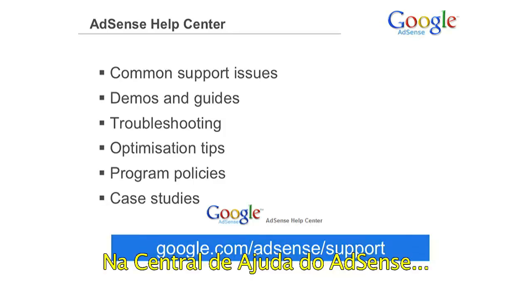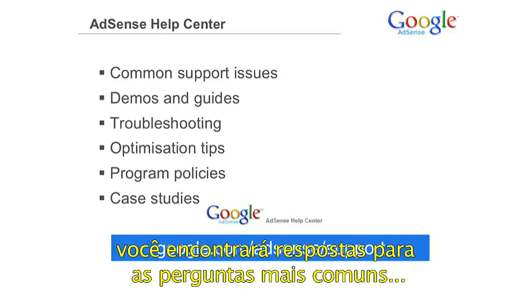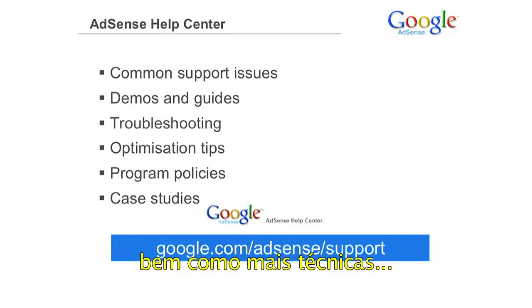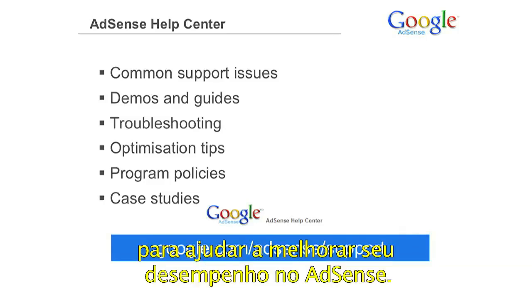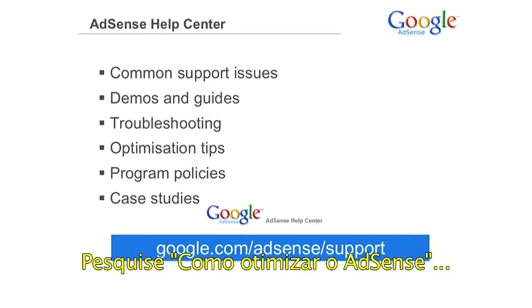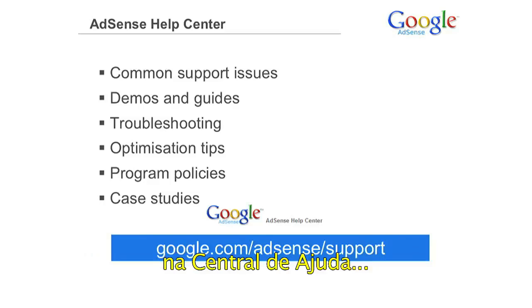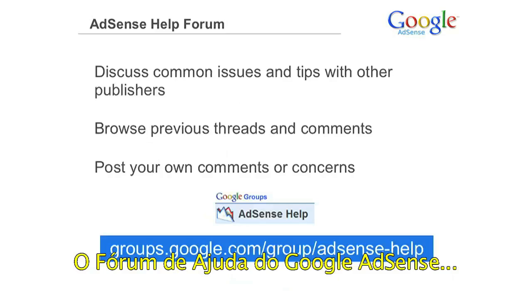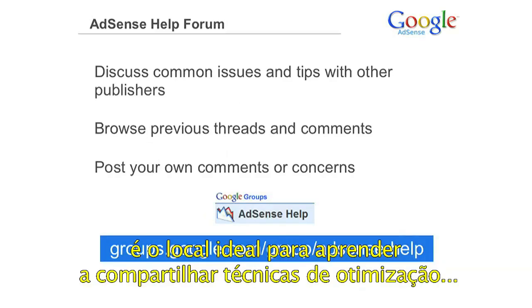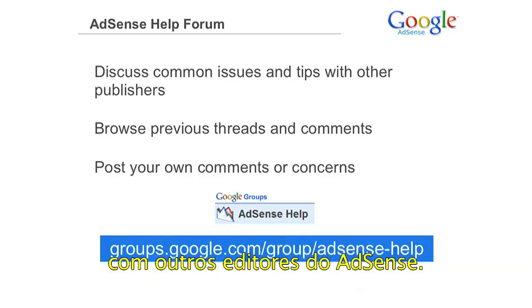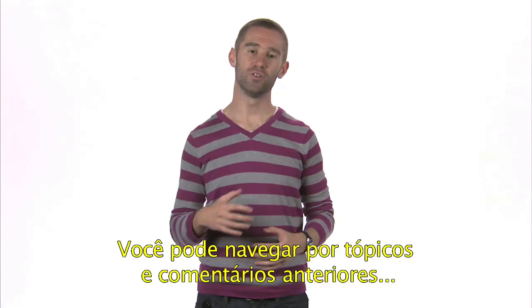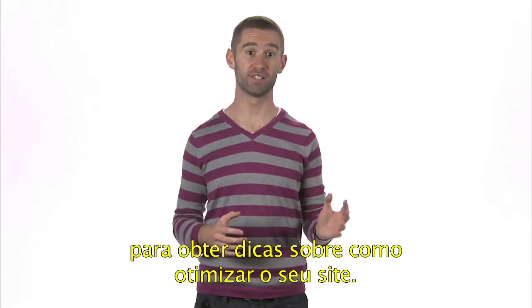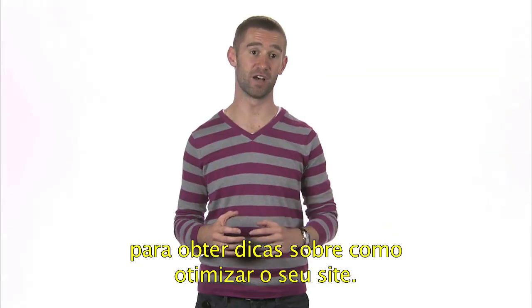On the AdSense Help Center, you'll find the answers to our most common questions, as well as more techniques to help improve your AdSense performance. Try searching for Optimizing AdSense in the Help Center and walk through some of the easy-to-implement solutions for getting the most out of AdSense. The Google AdSense Help Forum is a place for you to learn and share optimization techniques with other AdSense publishers. You can browse previous threads and comments, or post up a new conversation for advice on how to approach optimization on your site.